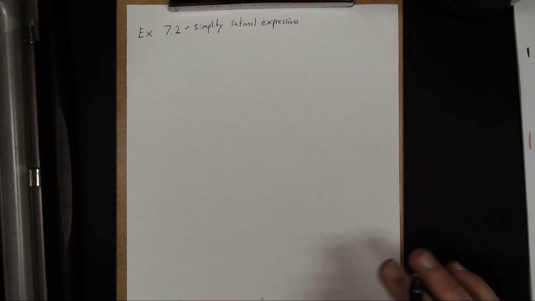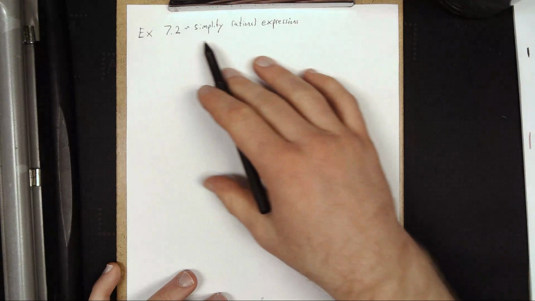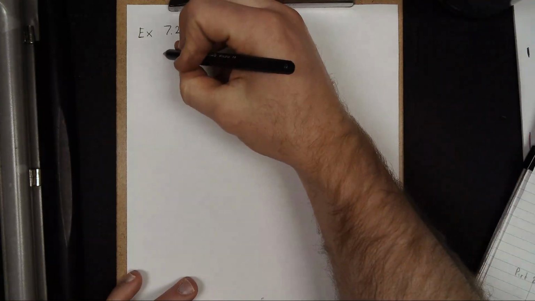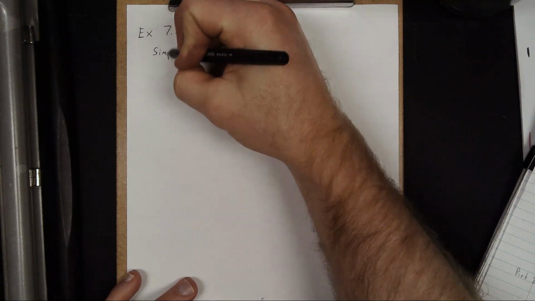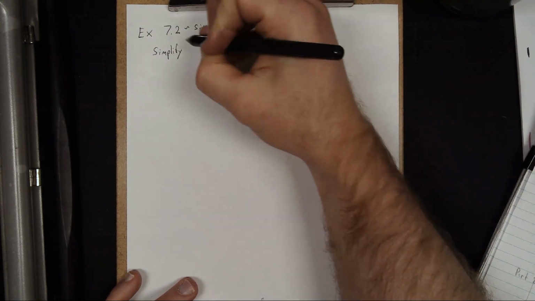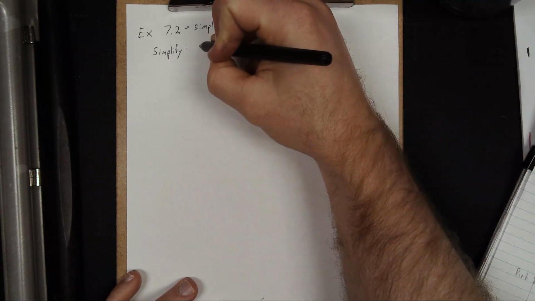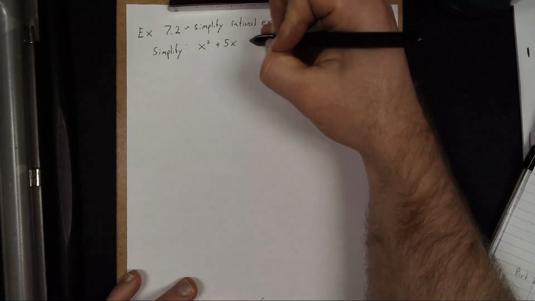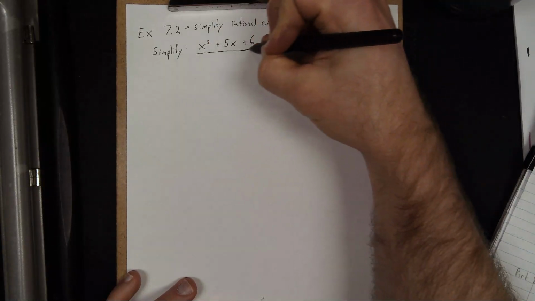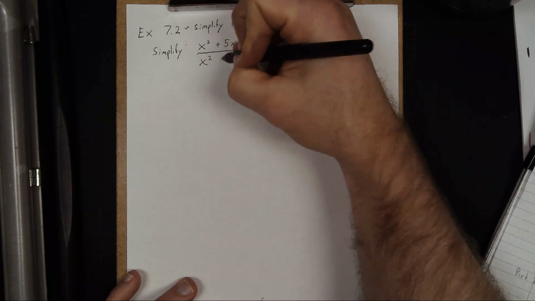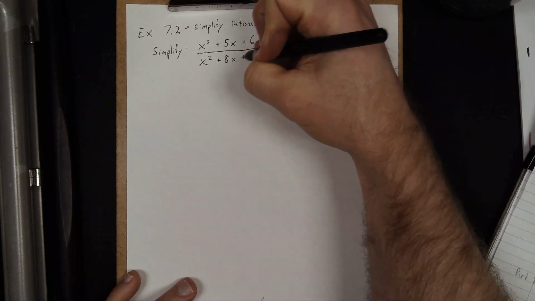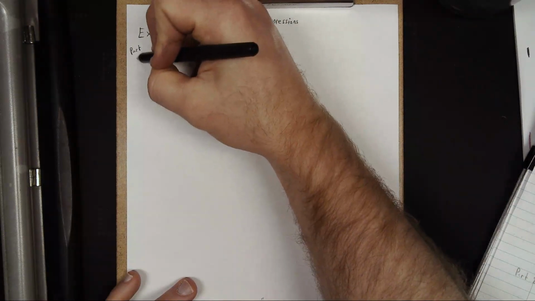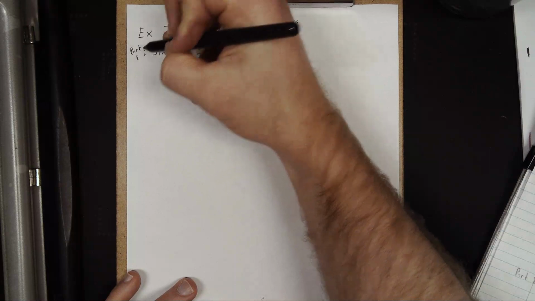Okay, here we go. So in this example, 7.2, we're going to simplify a rational expression. The rational expression that we are simplifying is x squared plus 5x plus 6, all over x squared plus 8x plus 12. And this is actually part 1 of this question. There's a part 2.